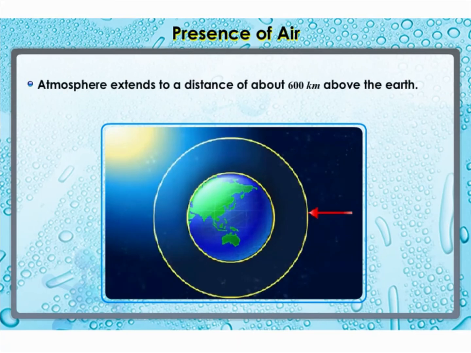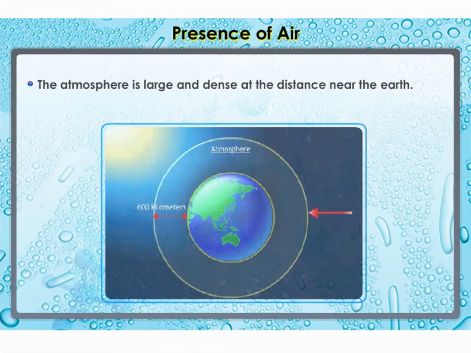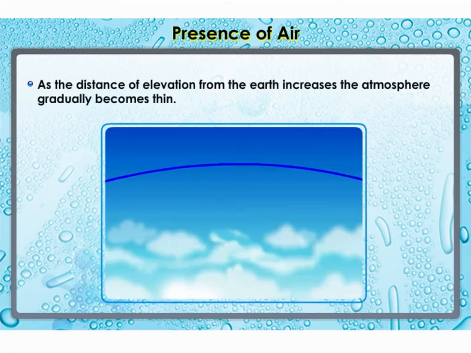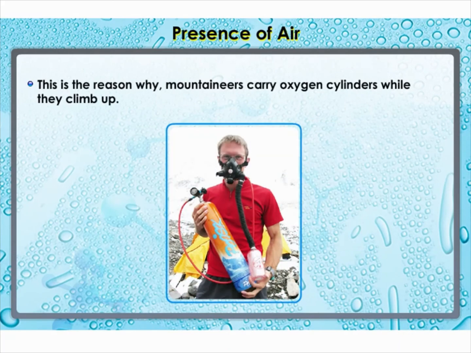Atmosphere extends to a distance of about 600 kilometers above the Earth. The atmosphere is large and dense at the distance near the Earth. As the distance of elevation from Earth increases, the atmosphere gradually becomes thin. This is the reason why mountaineers carry oxygen cylinders while they climb up.